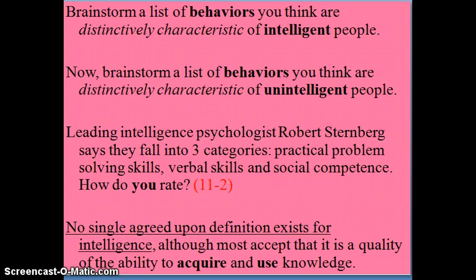Let's get started. One of the things we did in class is we brainstormed a list of behaviors that were distinctively characteristic of intelligent people, as well as behaviors we thought were distinctively characteristic of unintelligent people, to try and determine a list of behaviors that we could use to define what we thought intelligence was. Robert Sternberg says there are three categories of behaviors that would characterize an intelligent person. That would be practical problem-solving skills, verbal skills, and social competence.